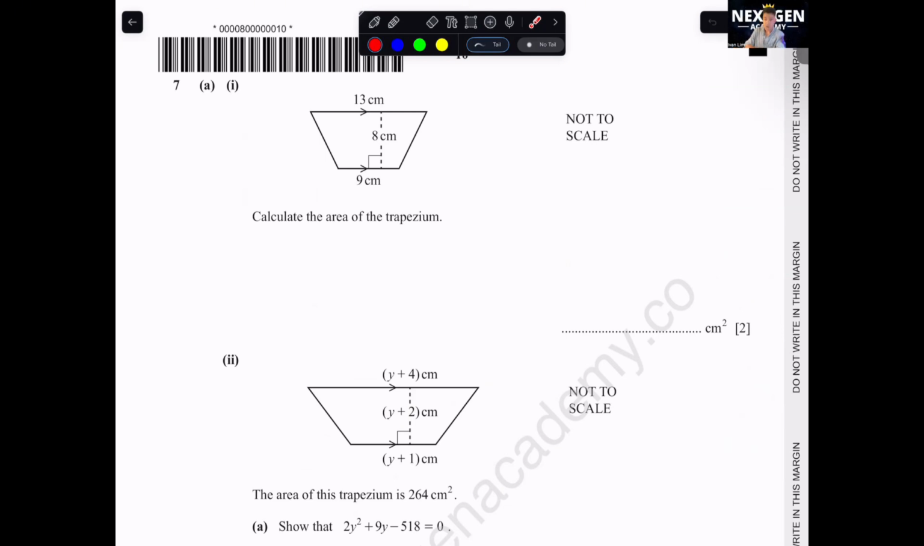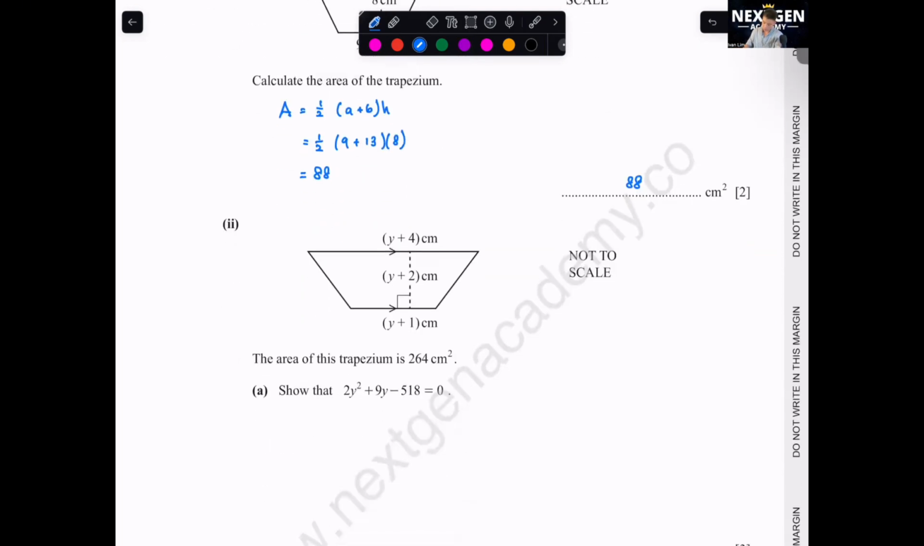Trapezium, very simple. The formula is 1 over 2, A plus B, multiplied by the perpendicular height. A plus B will be 9 plus 13, then multiply by 8. This one, just put it all into the calculator. We should get 88. Okay, 88 cm squared.